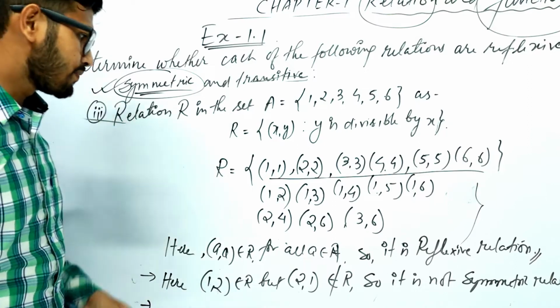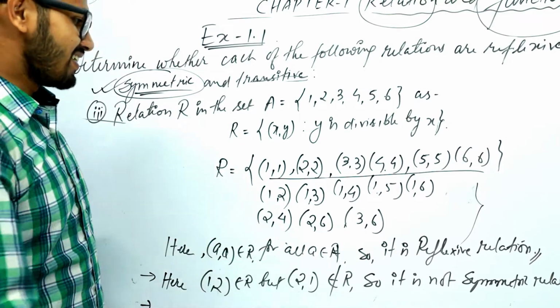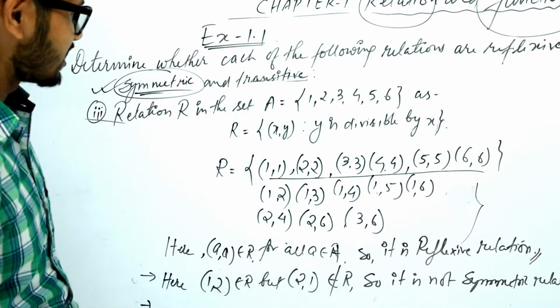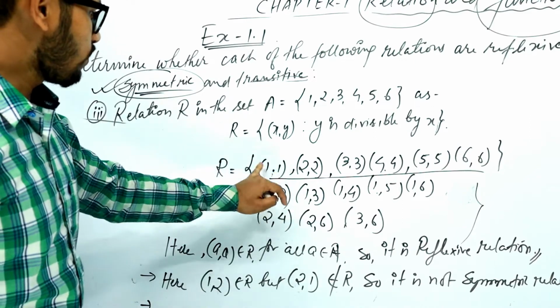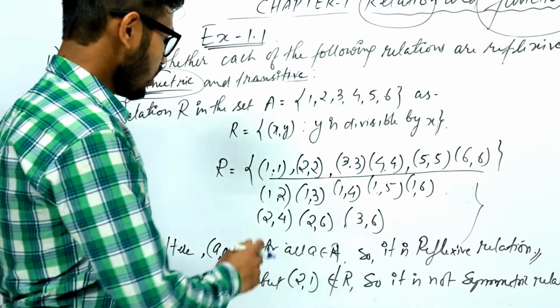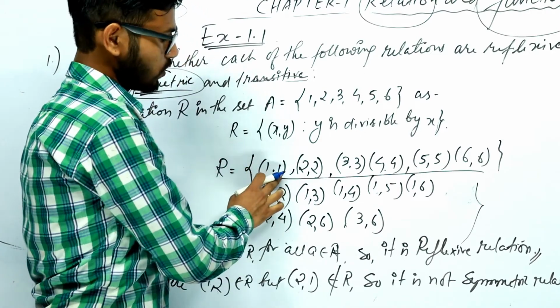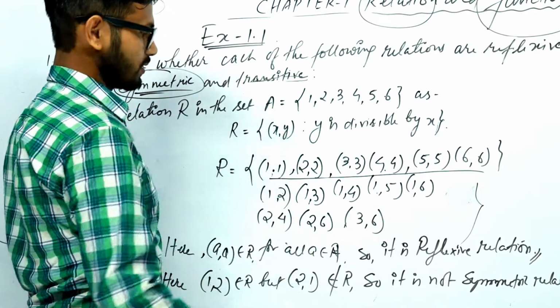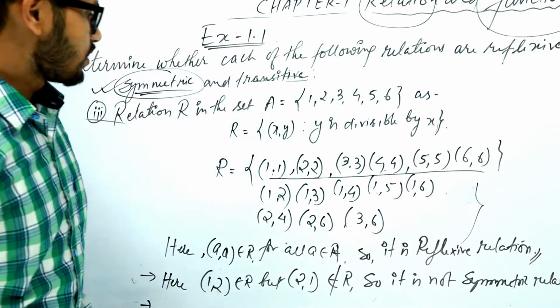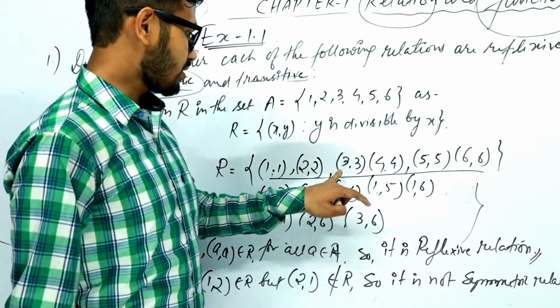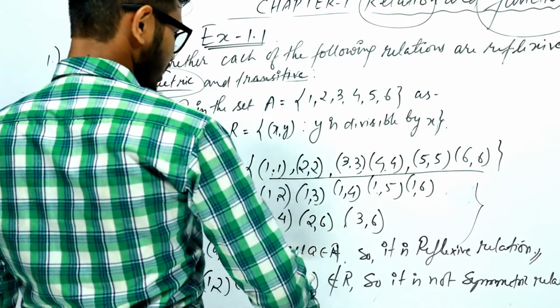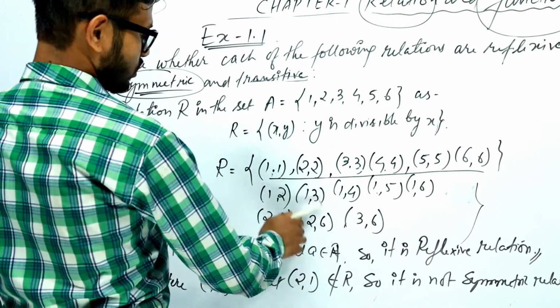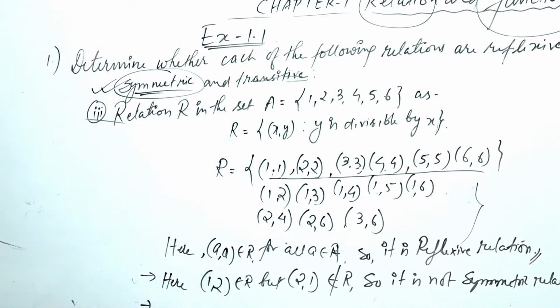The last is transitive. Now let us see whether it is transitive or not. (1, 1), (1, 1), (1, 2). You can see (a, b), (b, c) is present, but (a, c) is not. (1, 3) is present, and (3, 3) is present, and (1, 3) is also present. Yes, (2, 2) present, and (2, 6) present, (2, 6) is also present. So something is missing. That is what you can see here.